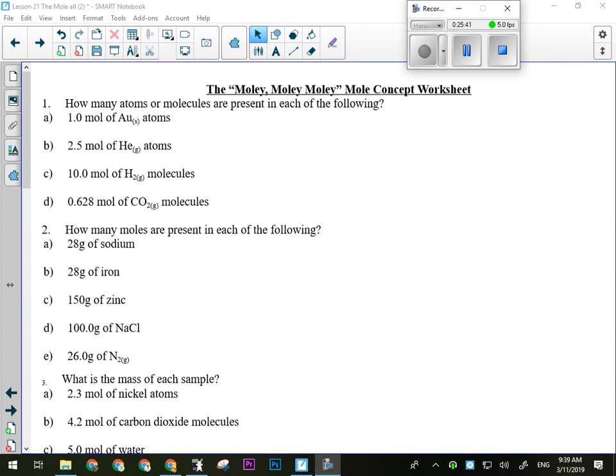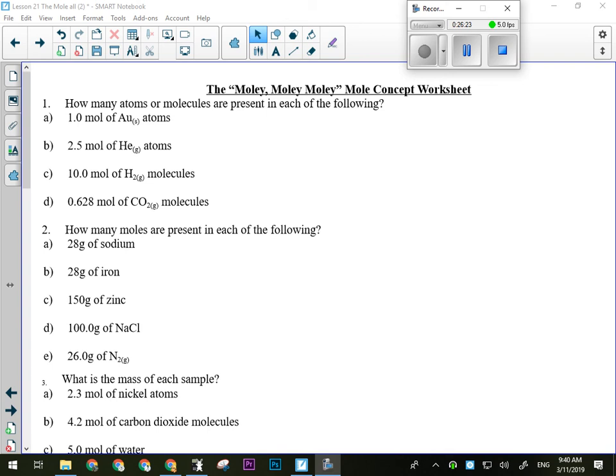For question number 1, there's actually not a lot of calculating here. It's just asking some basic questions about my understanding of the mole. If I have 1 mole of gold atoms, how many atoms do I have? Well, no, you're looking at the wrong number. That's the molar mass. How many of anything is there in 1 mole? 6.02 times 10 to the 23.